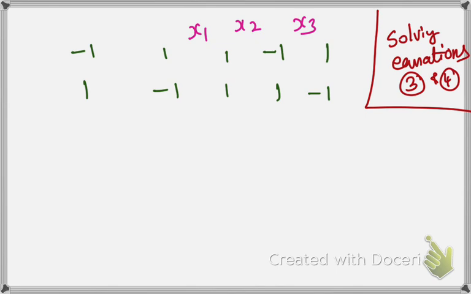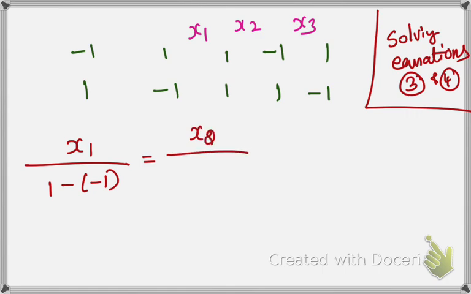So here x1 divided by 1 times 1 minus of minus 1, equal to x2 divided by 1 times 1, here 1 times minus 1, equal to x3 divided by, here minus of minus 1 you get plus 1, minus 1 minus 1 you get minus 1.